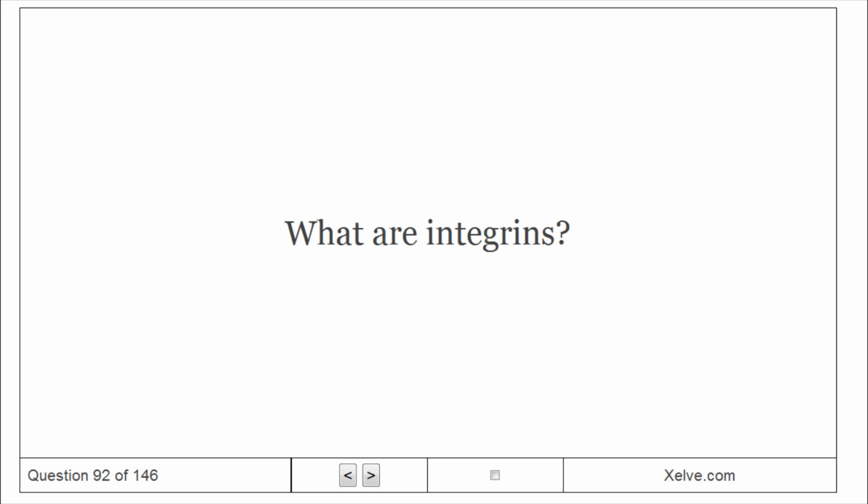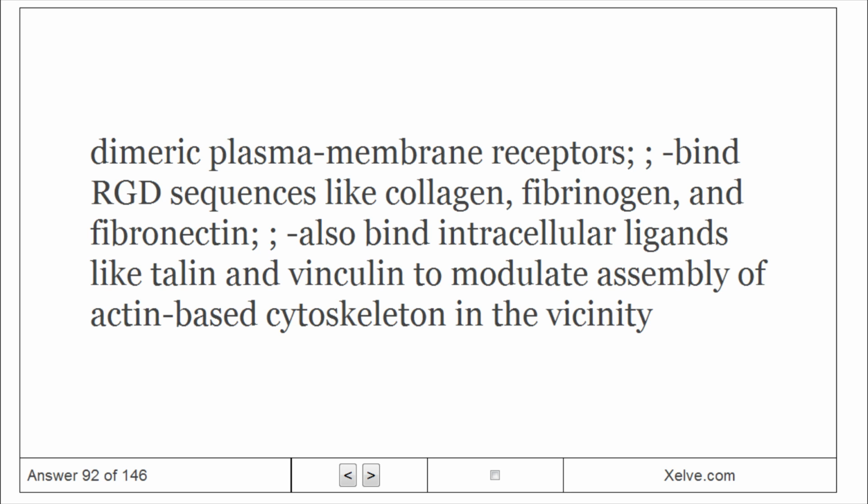What are integrins? Dimeric plasma membrane receptors that bind RGD sequences like collagen, fibrinogen, and fibronectin. Also bind intracellular ligands like talin and vinculin to modulate assembly of the actin-based cytoskeleton in the vicinity.